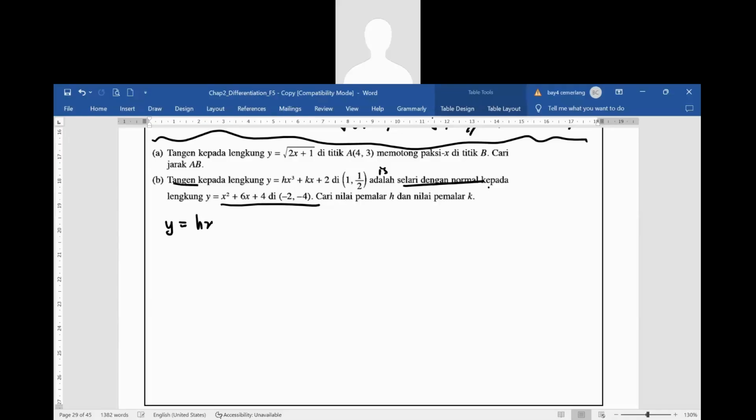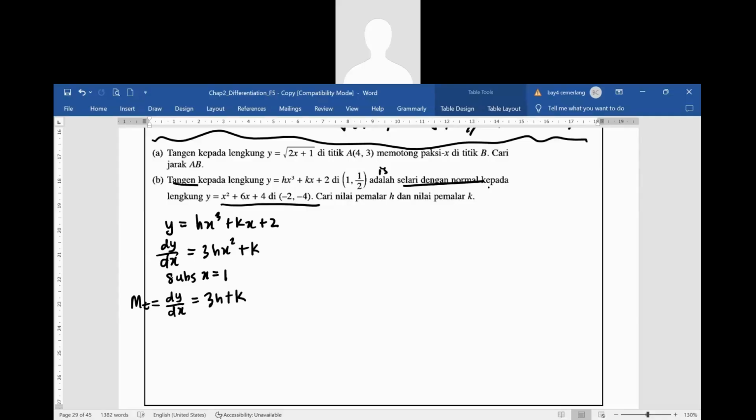Very simple. hx cubed plus kx plus 2 is your y. And then find dy/dx for this curve. You will get 3hx squared plus k. And then substitute x equals 1, and 1 squared is 1. So 3h plus k is your dy/dx, which is the gradient of the tangent.